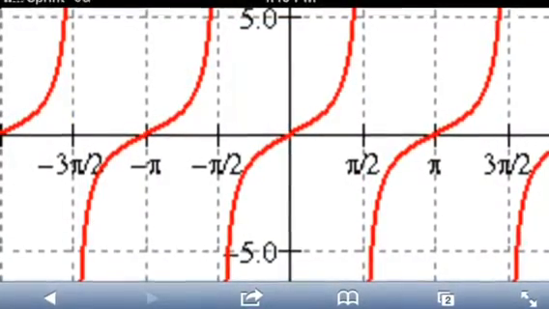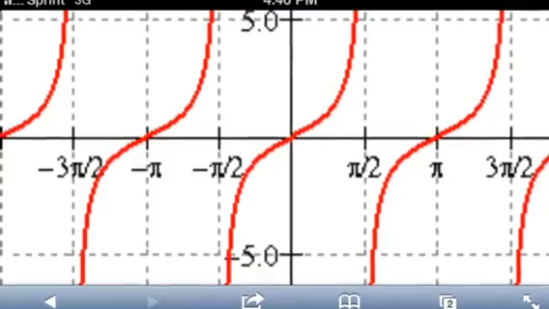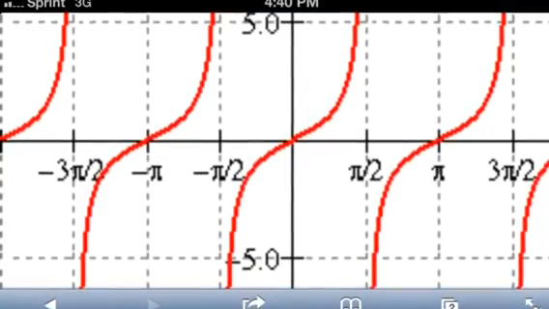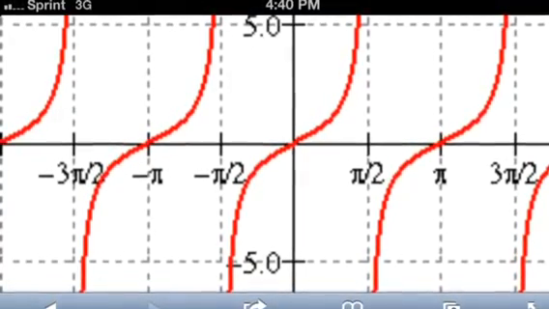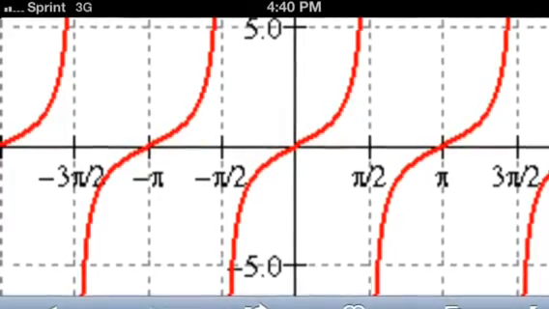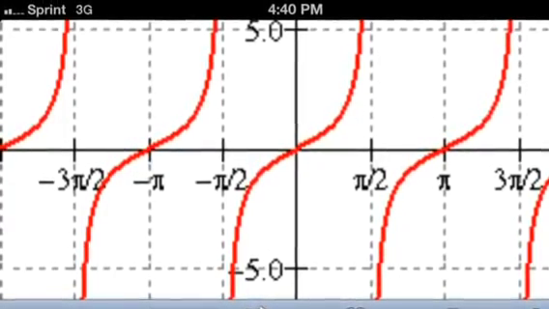This is a typical tan graph. There is no phase shift and the period is pi. The first vertical asymptote is at -pi over 2, and there is another asymptote every pi after this. And now for the equations.